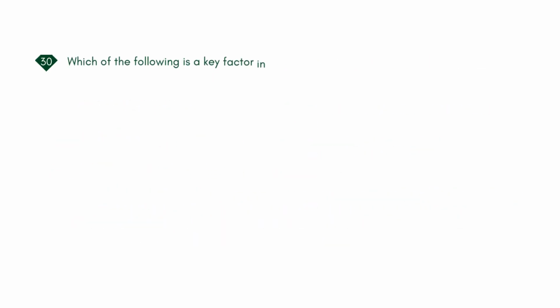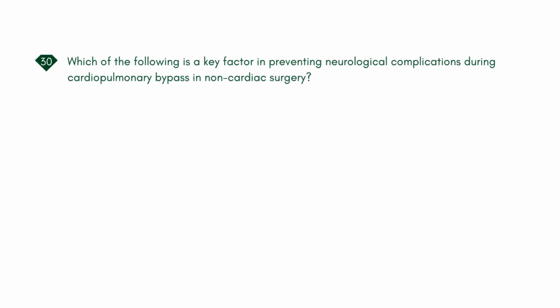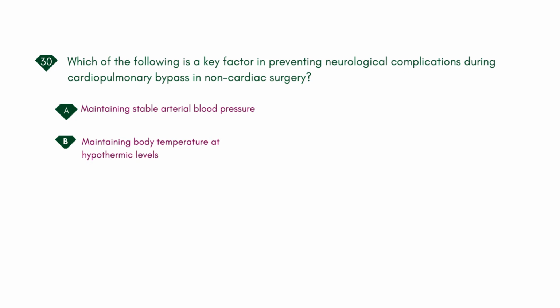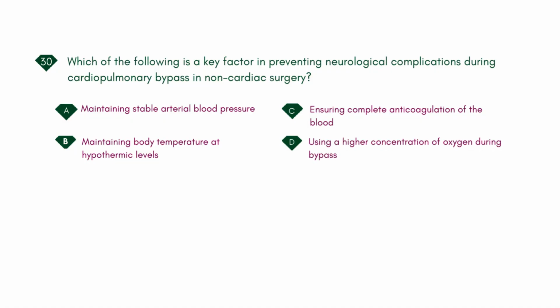Which of the following is a key factor in preventing neurological complications during cardiopulmonary bypass in non-cardiac surgery? A. Maintaining stable arterial blood pressure. B. Maintaining body temperature at hypothermic levels. C. Ensuring complete anticoagulation of the blood. D. Using a higher concentration of oxygen during bypass. Answer: A. Maintaining stable arterial blood pressure.